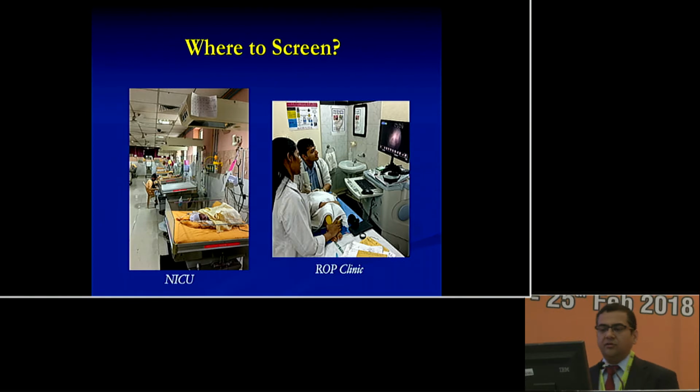So where should you screen for ROP? You can screen in the NICU, and NICU is the best place because the pediatrician can tie up with the normal weekly visits of these babies. You can go there once a week, and at a pre-fixed time they keep the babies dilated and you can screen these babies for ROP. Or if you have an eye hospital where a significant number of babies come, then you can have an ROP clinic where these babies can again be called once a week and you can screen them for ROP.